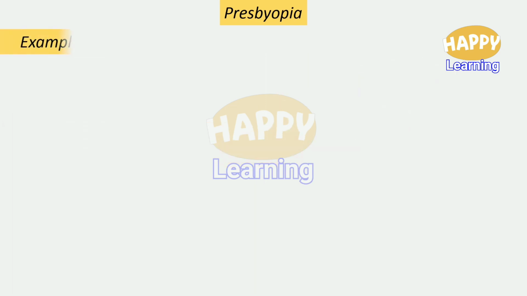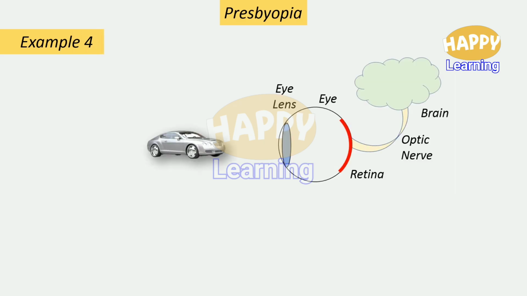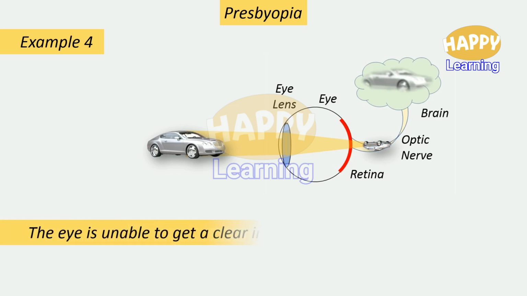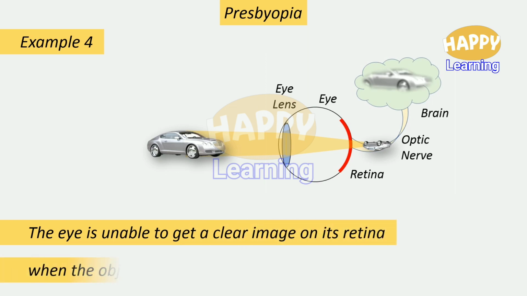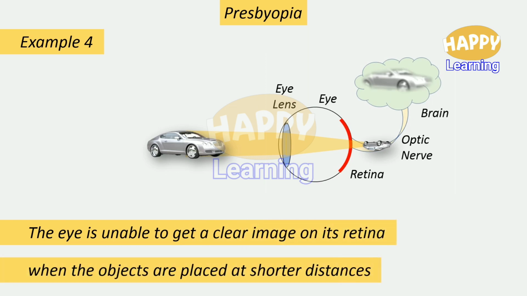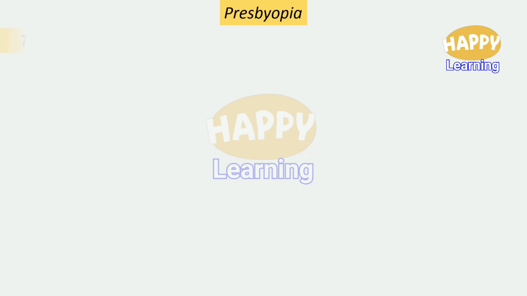Example 4. This is an eye. There is an object at shorter distances from the eye. The rays are converged to a point behind the retina and the picture is blurred. The eye is unable to get a clear image on its retina when the objects are placed at shorter distances.